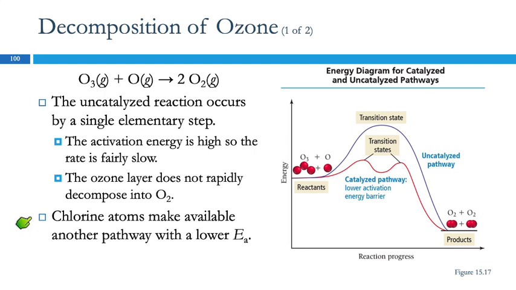But chlorine atoms can catalyze this reaction. They can make available another pathway that has a lower activation energy. So if chlorine is available, it's a little bit like the teacher helping the kids over the fence. So now we have two transition states, but they are much lower in energy, and so this reaction can go much faster, and the ozone can decompose into oxygen much more quickly. Does that make sense? The catalyst provides a pathway with lower activation energy.